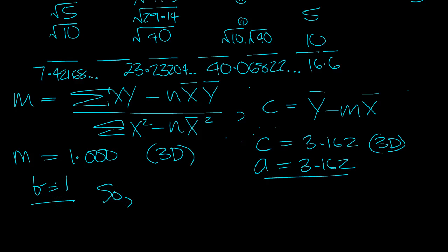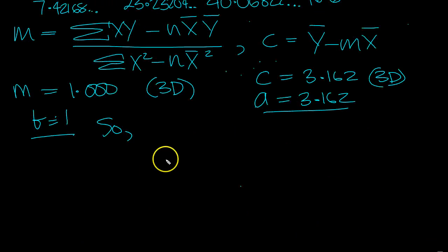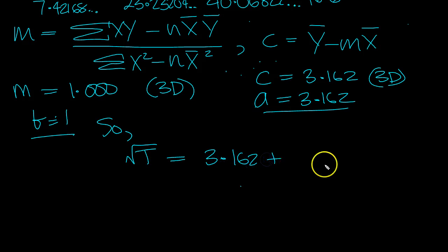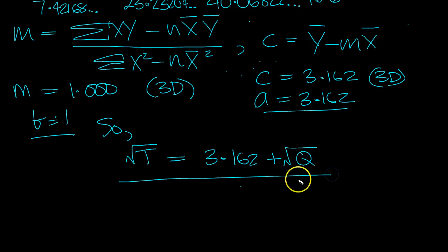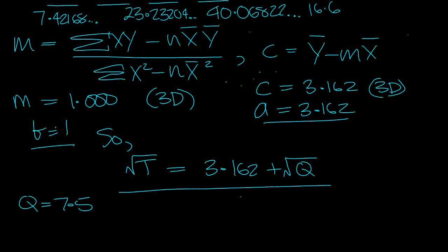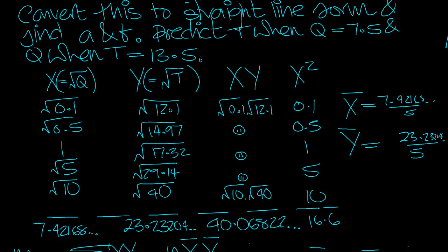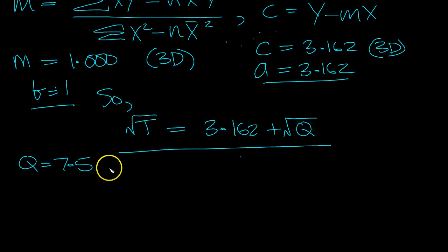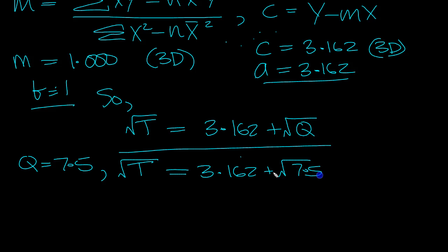So what have we got then? Root T equals A, 3.162 plus M, or B, 1 lot of root Q, wasn't it? There's our formula. Straight line approximation. Predict T when Q equals 7.5 was the question. So the square root of T equals in the first instance 3.162 plus the square root of 7.5. So we can work out T, can't we, by squaring it.